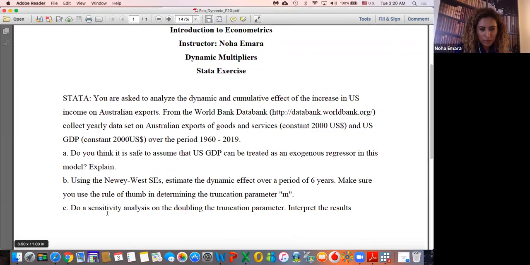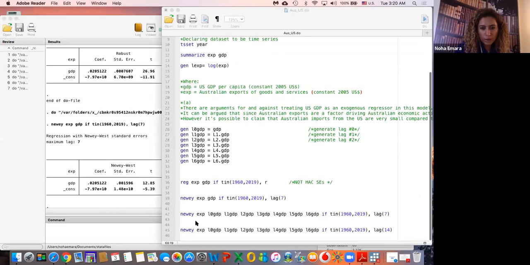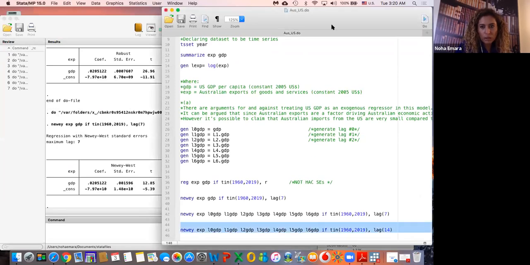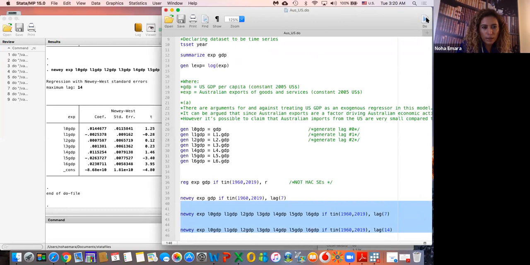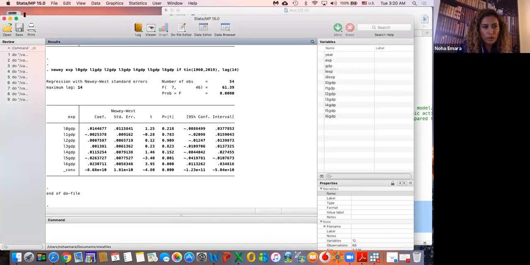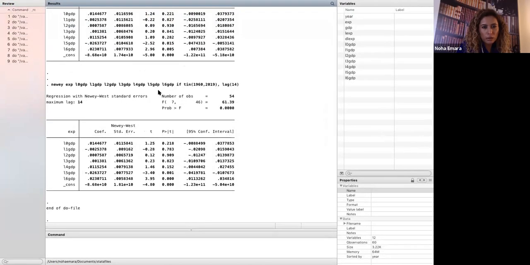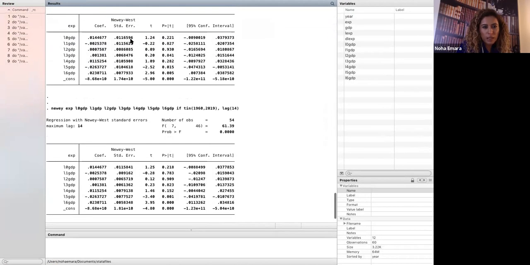For part C, we did a sensitivity analysis by doubling the truncation parameter. If the truncation parameter is 7, I tried it with 14. Oh, I'm sorry, I forgot to add the lags. So we still have to add the lags and then try one time with 7 and one time with 14. So these are the lags, adding the lags. What we can say is, look at the standard errors. This is with 7 and this is with 14. They are very close, right?